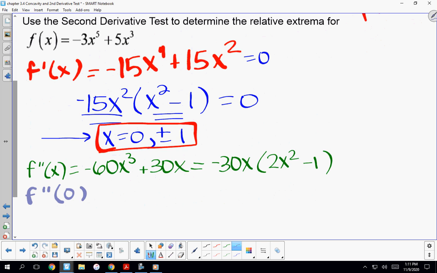So when I plug in 0, here I'll get 0 times a negative number, which is just 0. That means here we have neither a max nor a min.